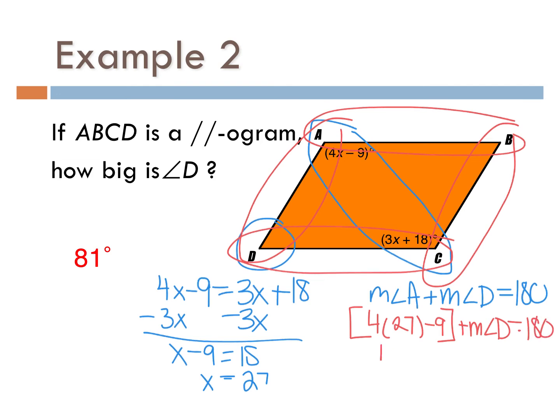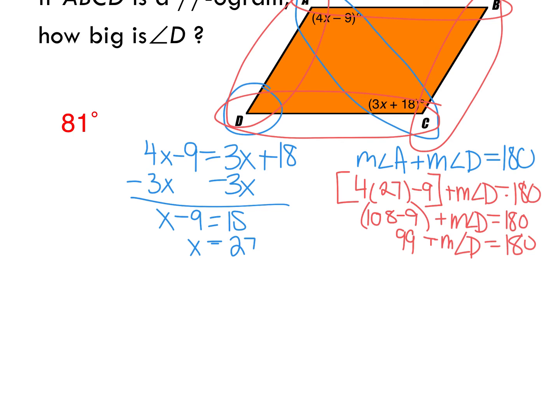So I get 108 minus 9, that's the measure of angle A, plus the measure of angle D equals 180. I'm doing a lot of work here that isn't necessarily needed. I could have just plugged it in, but I wanted to show you the setup so you have it in your notes if you have to go back and study. So I would subtract 99 from both sides, and I get the measure of angle D is going to equal 81 degrees.